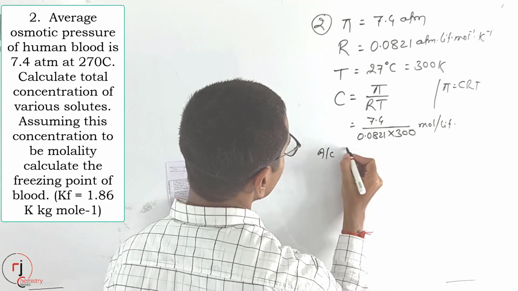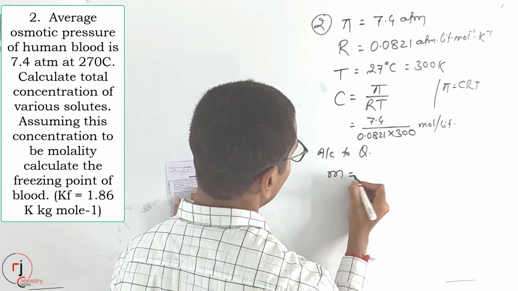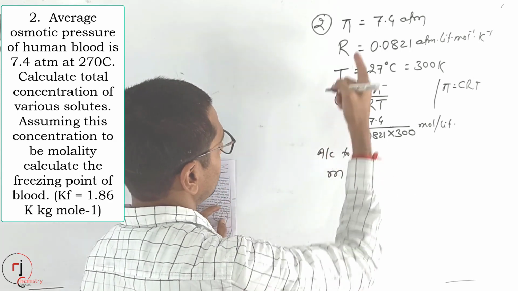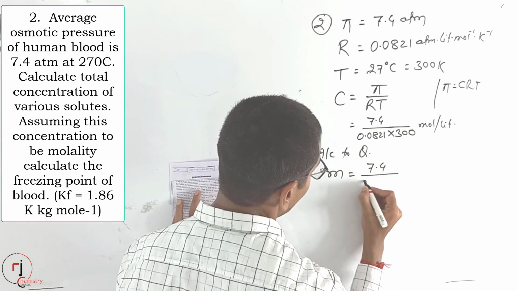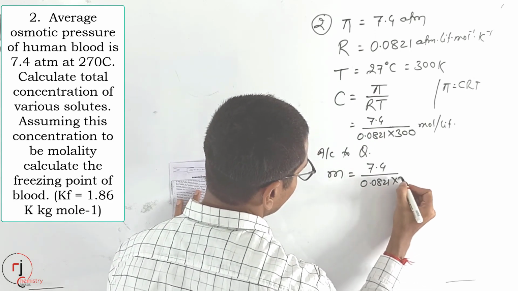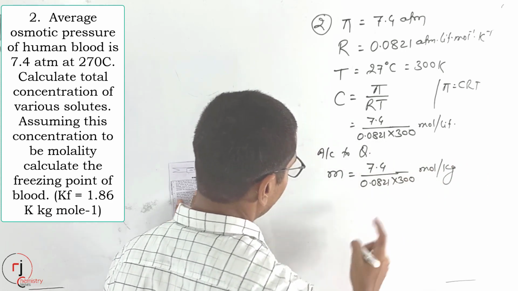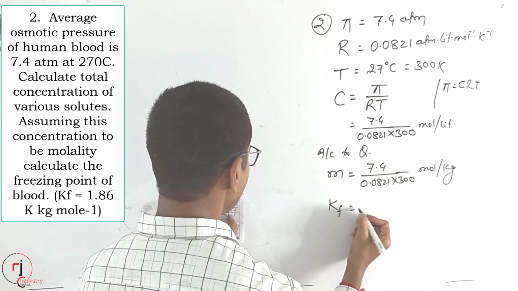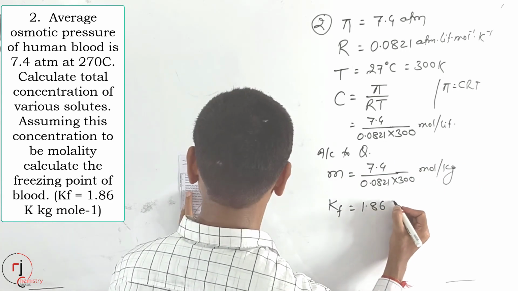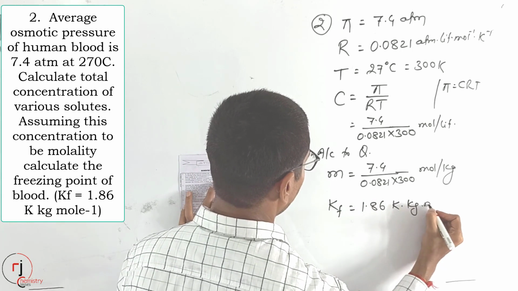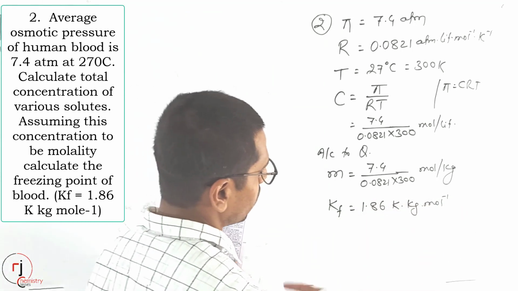But according to the question, let me assume that the molality of the solution is the same as the concentration obtained from this data, that is equal to 7.4 by 0.0821 into 300, because it is given in this question, mole per kilogram. And it is also given that Kf for blood water is 1.86 Kelvin kilogram per mole, and from this data we have to calculate the freezing point of blood.